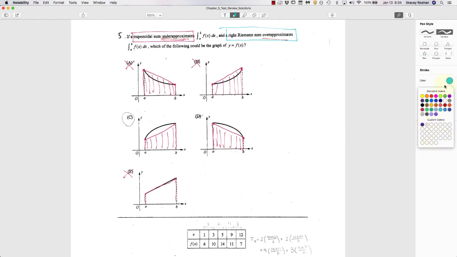I'm going to go through all of them for the right Riemann sum, even though you don't really need to, just to talk it out with you guys. So for this one, I'm just going to do one right, and I'm just going to do it like that, right? Because I'm using the right to make my rectangle.